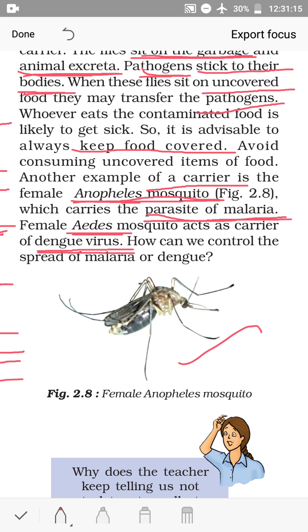You find out the answer of this. How can we control the spread of malaria or dengue? This question you will do. Find out the answer. At least 5 points you can write.